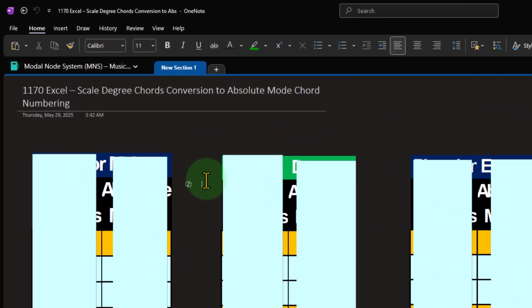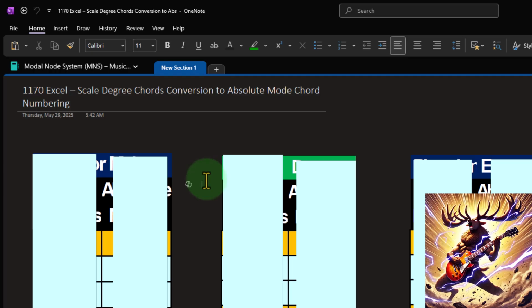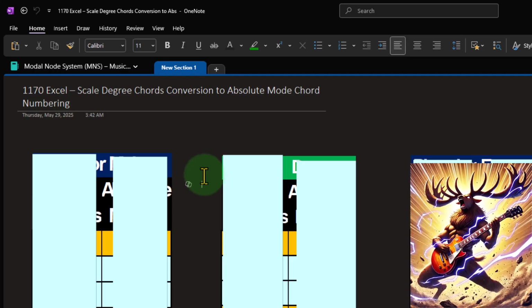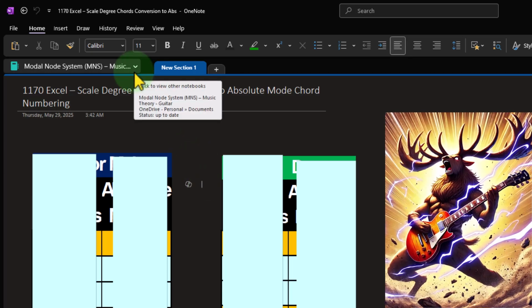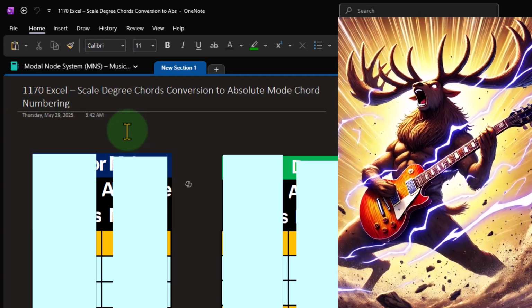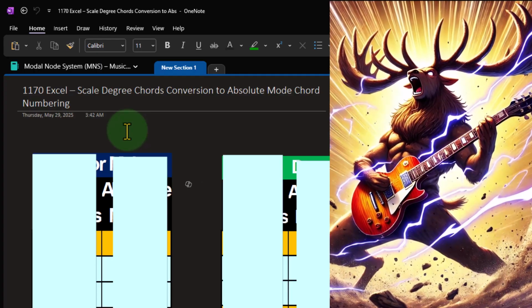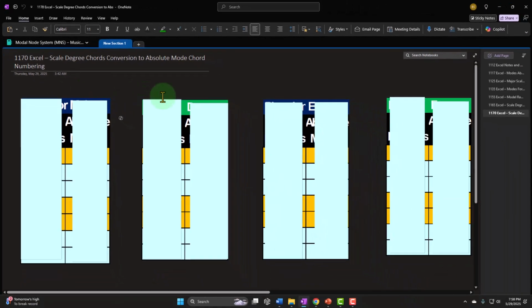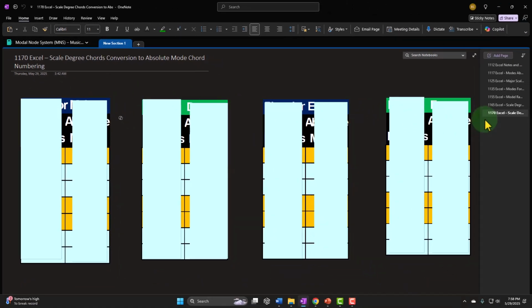Not required to, but if you have access to it and would like to follow along, we're currently in the OneNote file of the modal node system, MNS presentation 1170, Excel scale degree chords conversion to absolute mode chord numbering. One of a few presentations over here, which we plan on adding plenty more to shortly.